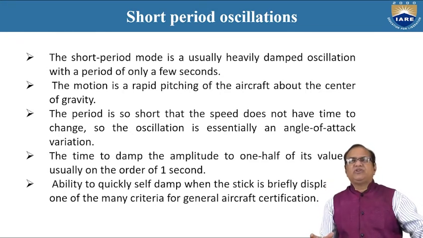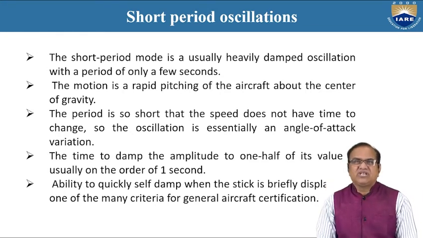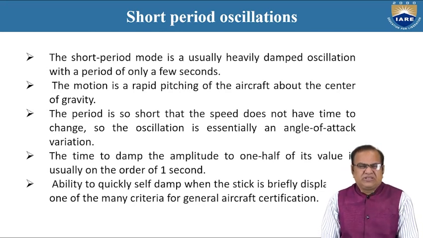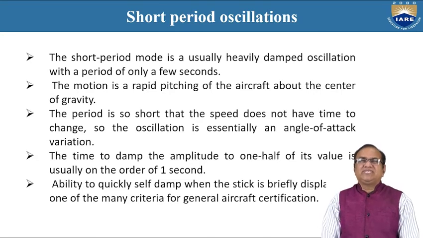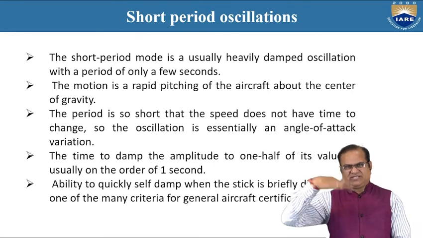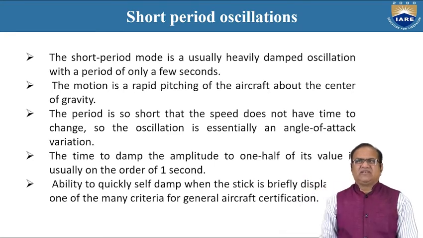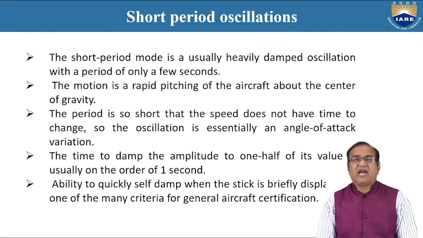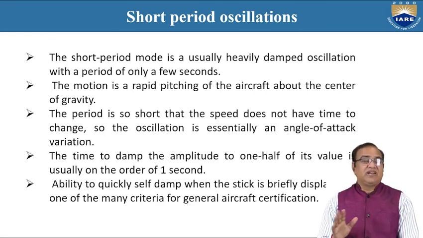The short period mode is usually a heavily damped oscillation with a period of only a few seconds, maybe 1, 2, or 3 seconds maximum. The motion is a rapid pitching of the aircraft about the center of gravity, very fast. The period is so short that the speed does not have time to change. In this, speed will not change.